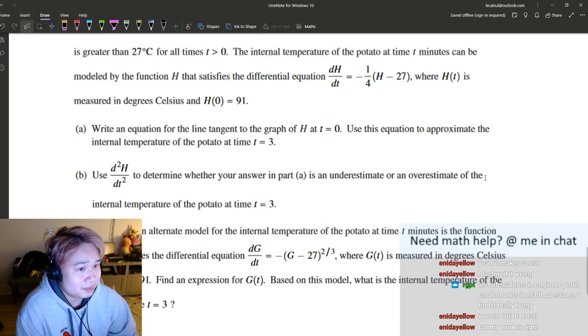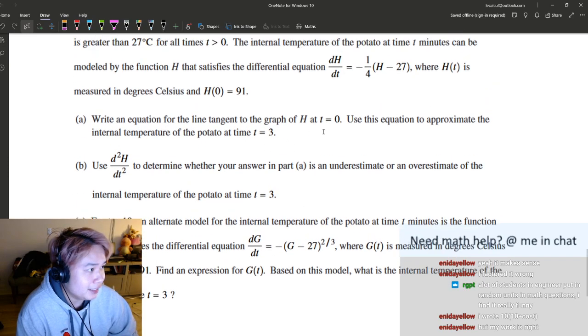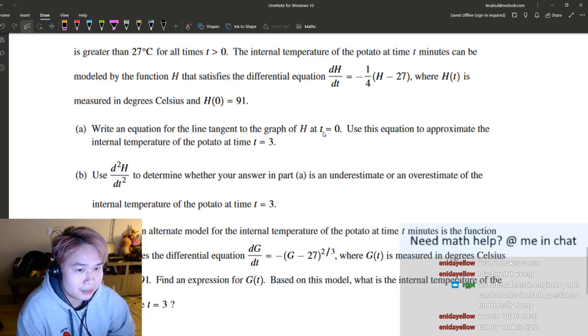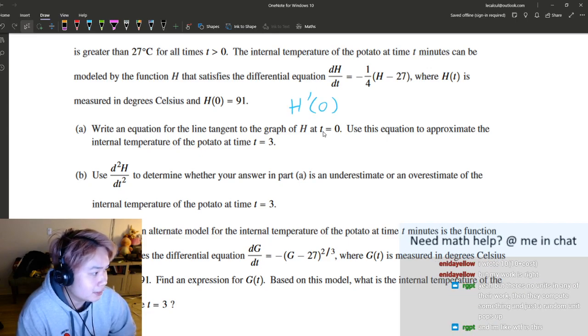Anyways, back to this one. I need to find the tangent line at h equals 0, so easy enough. I need to first find the derivative of h at 0.